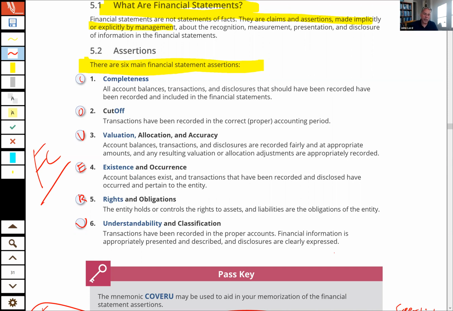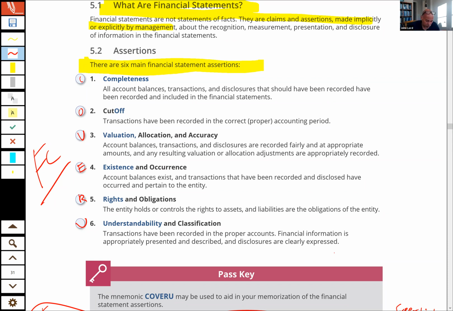Okay. Understandability and classification is really getting to have they put it in the right place in the financial statements. Yes, they're putting down cash, but the cash is restricted. And if the cash is restricted, they need to footnote that restriction. They need to give information about that restriction. So different assertions, different procedures.